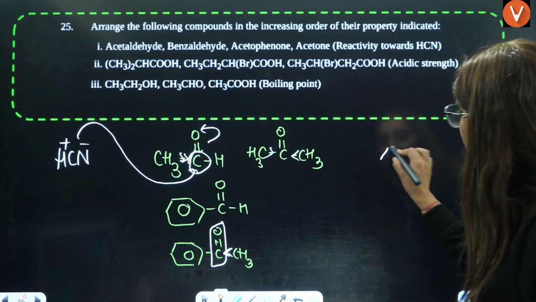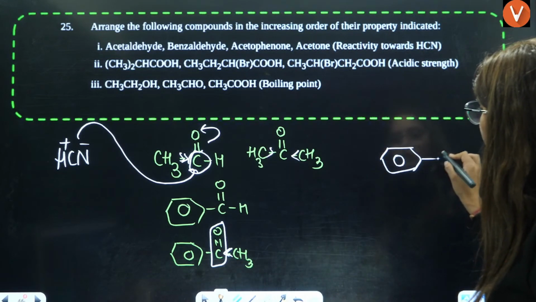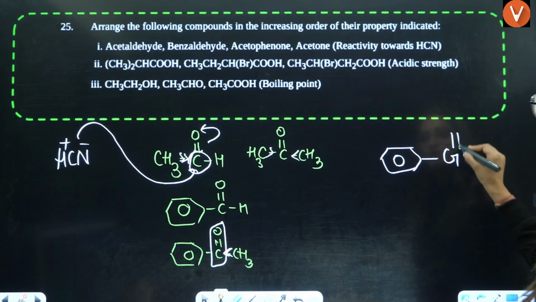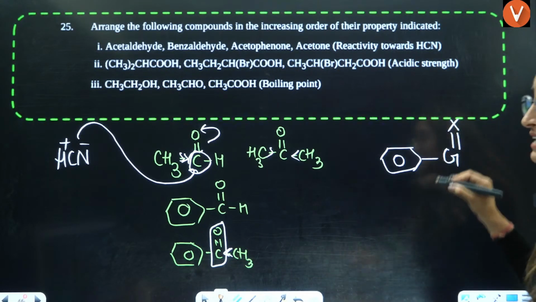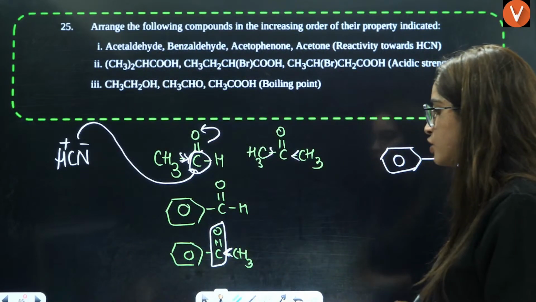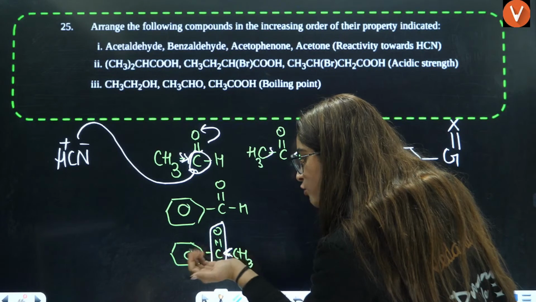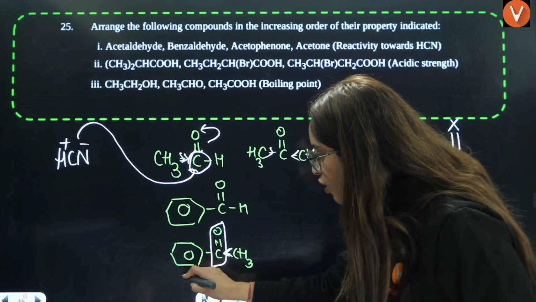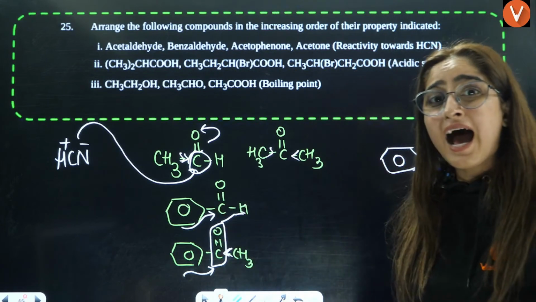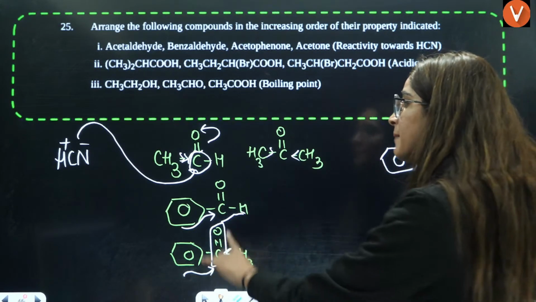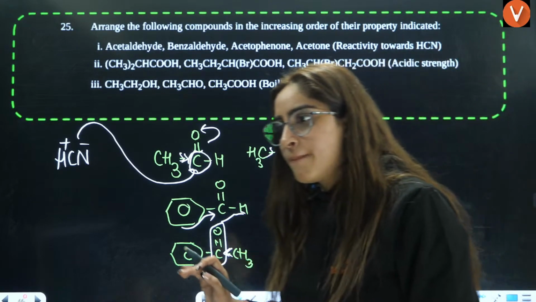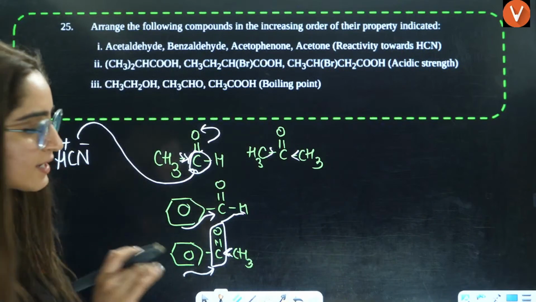Now there is one more concept: when you have a group on the benzene that is double bonded to a more negative element, it will take out the electrons from here. So this is going to take out the electrons. That means the electrons are going to shift here. Here also the electrons are going to shift here. I want fewer electrons. The minimum electrons I can see are in acetaldehyde, isn't it?